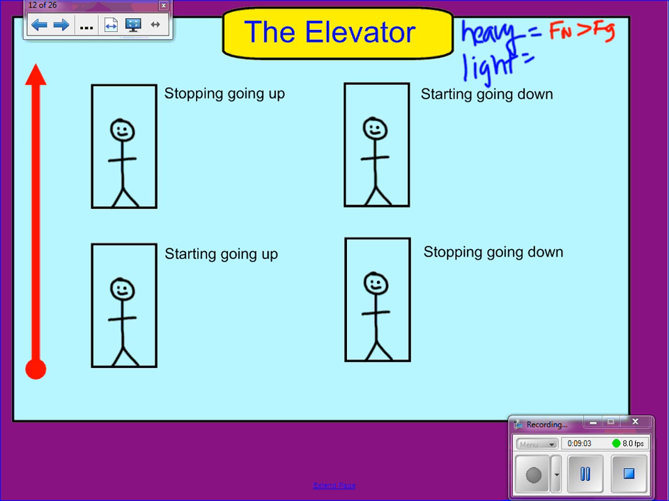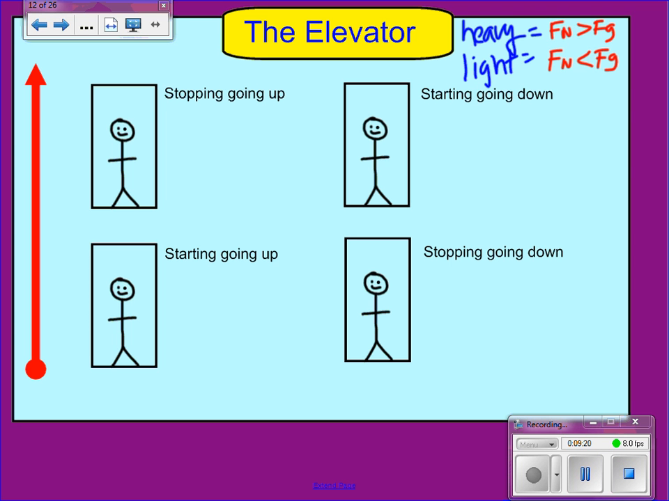Now when you feel lighter, it's your force normal that is less than gravity. So in other words, it's the surface that's pushing into you that makes you feel heavier or lighter. So I'm going to keep that up there to the top right so we can refer back to that when we need to.